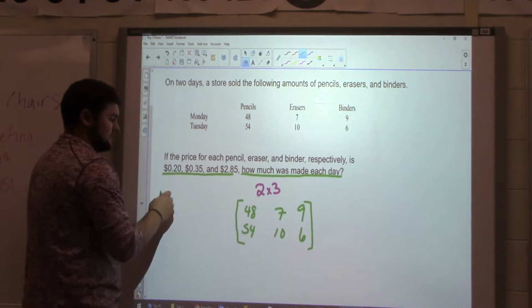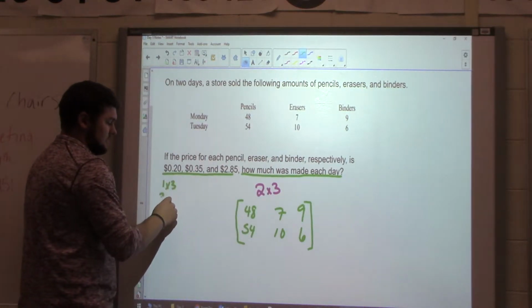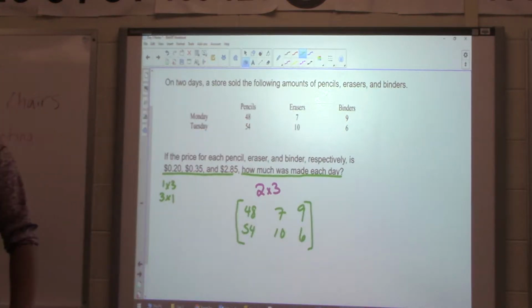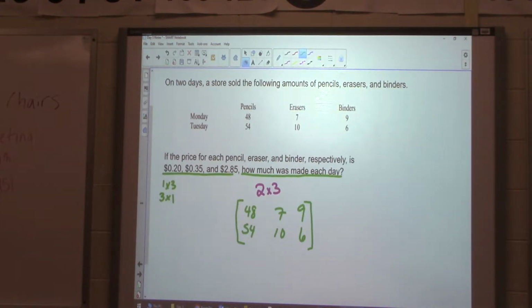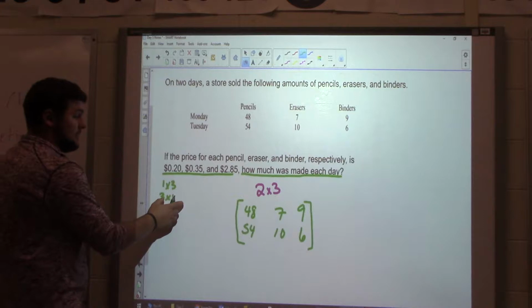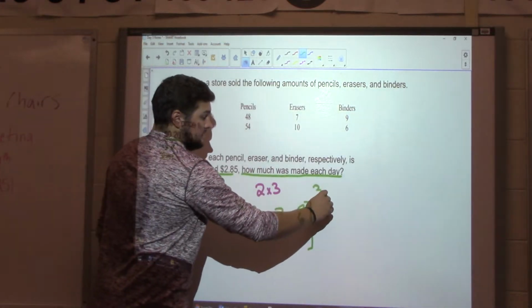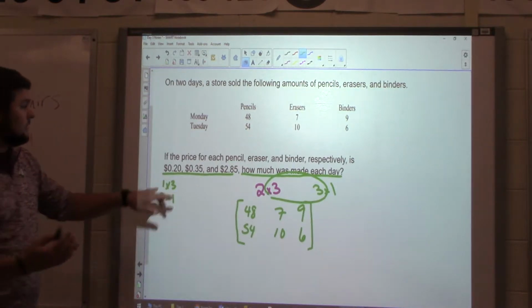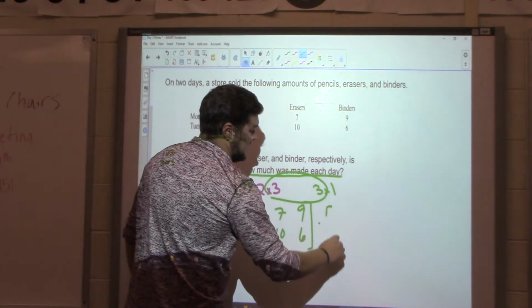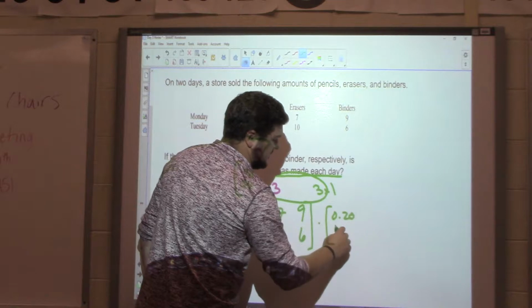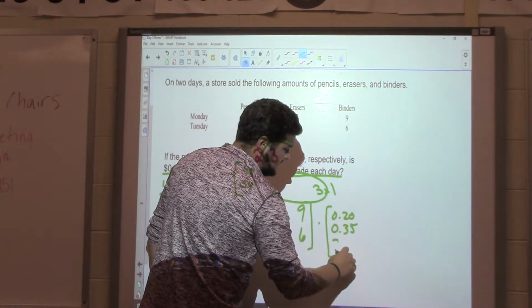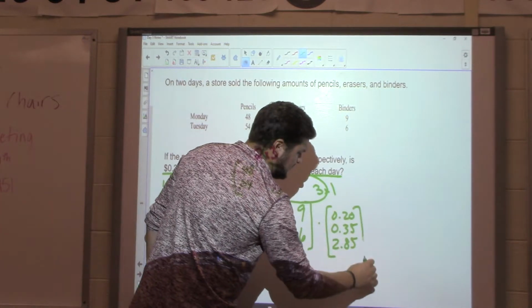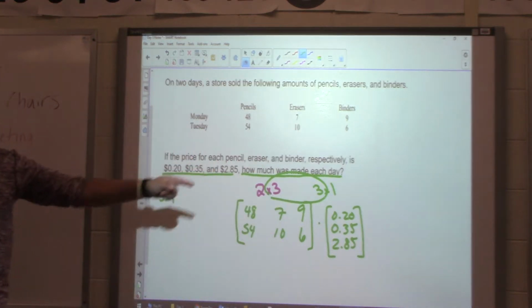I have 3 prices, so I can make either a 1 by 3 or a 3 by 1. What do you think? 3 by 1, why is that? Because then I know if I put it behind it, my middle numbers will match. Good. So we're going to make a 3 by 1 using these prices. So times 0.20, 0.35, and 2.85. Hey guys, do you think it matters what order I write those numbers in that matrix?